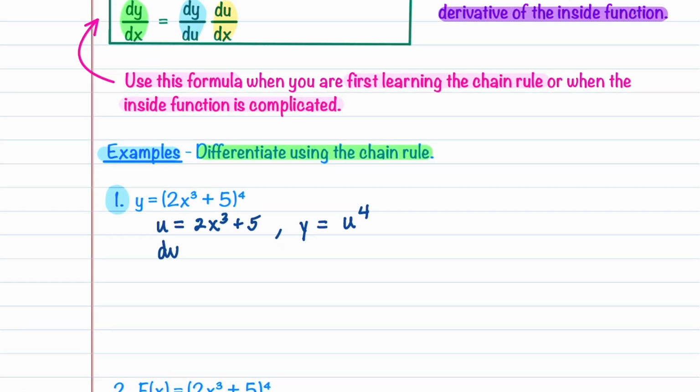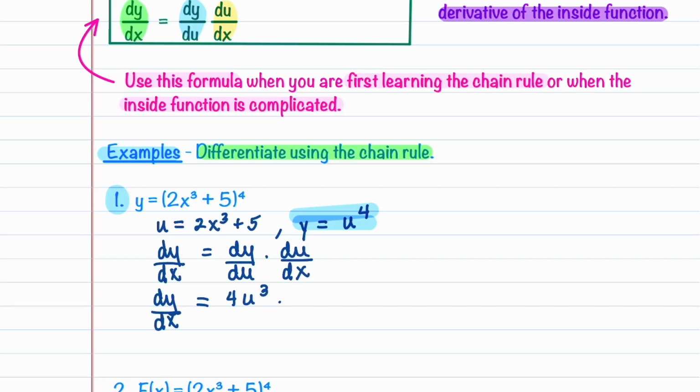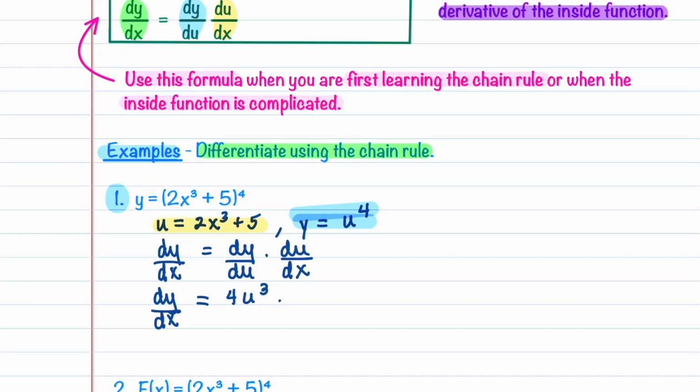We want to find the derivative of y with respect to x, and that's going to be the derivative of y with respect to u times the derivative of u with respect to x. This gives us dy dx is dy du. dy du is just the derivative of this function, and that's going to be 4u cubed. And then du dx is just the derivative of that function, and that is going to be 2 times 3 times x squared. You just subtract 1 from the power.